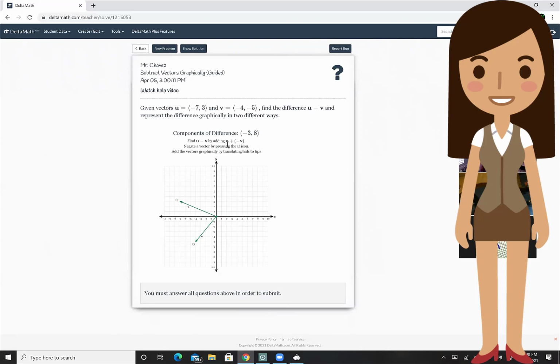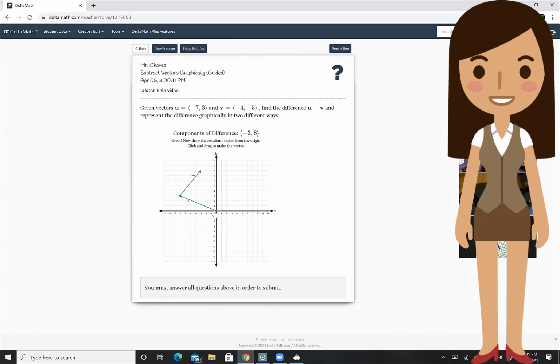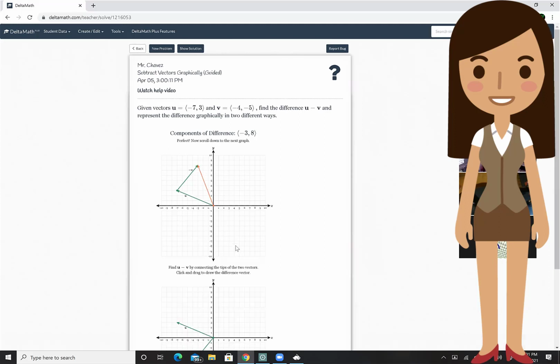-3, -8. So it wants me to add by negating the V. So you go to the V, negate it. There it is. I just negated it, guys. That's -V now. And then how do you add vectors? Just go to the arrowhead of it, put the endpoint on it, and now there it is. And then go to the origin for your resultant and go all the way to the vector V. There's my vector.